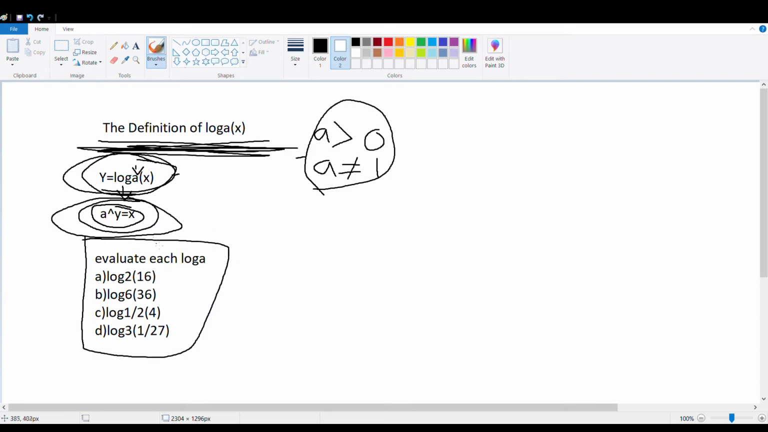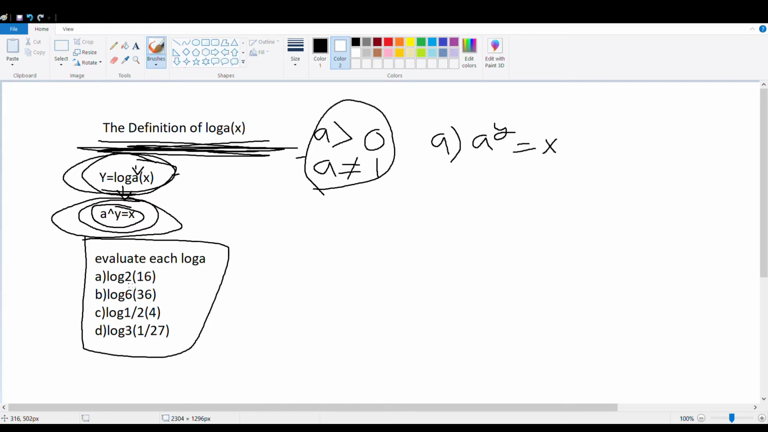As you can see from this question box that I have for you guys, we are evaluating each log. The first question is log 2 of 16. I'm going to write here and do it with you guys. From this formula, 2 is equal to a. First I'm going to write down the formula: a to the power of y equals x.